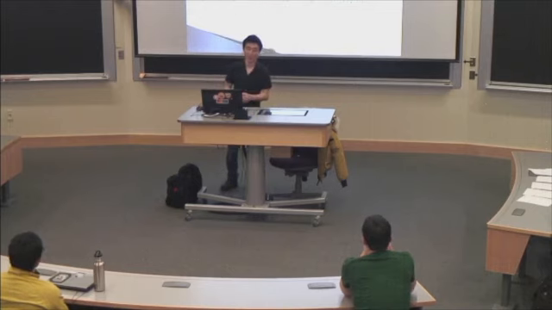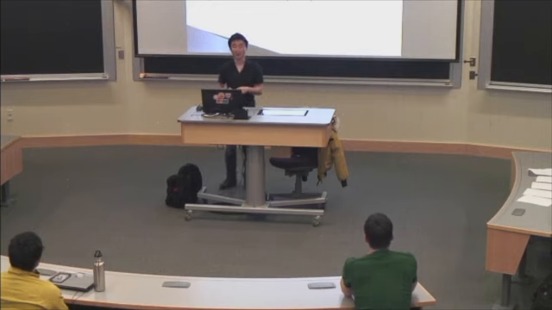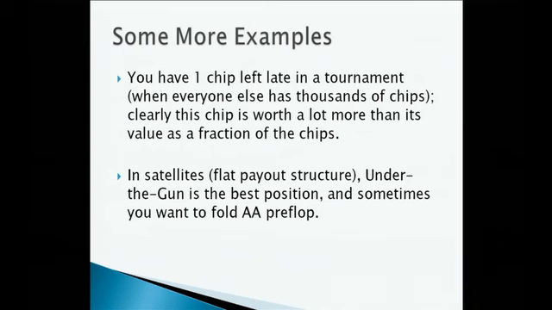Some more extreme examples of ICM: you have one chip left late in a tournament when everyone else has thousands of chips. Clearly this chip is worth a lot more than its value as a fraction of the chips, and you're just trying to survive with this one chip instead of trying to win more chips. Maybe I'll talk about this in a bit.